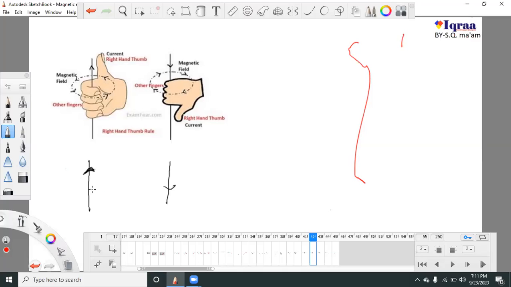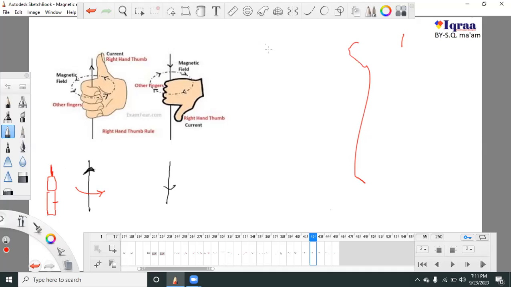In this case, if I put my nib, this is my pen, this is the nib of my pen, this is the outer portion, this is the upper portion, and this is the lower portion. I will open my pen, and as I close my pen, the direction of closing will be here.